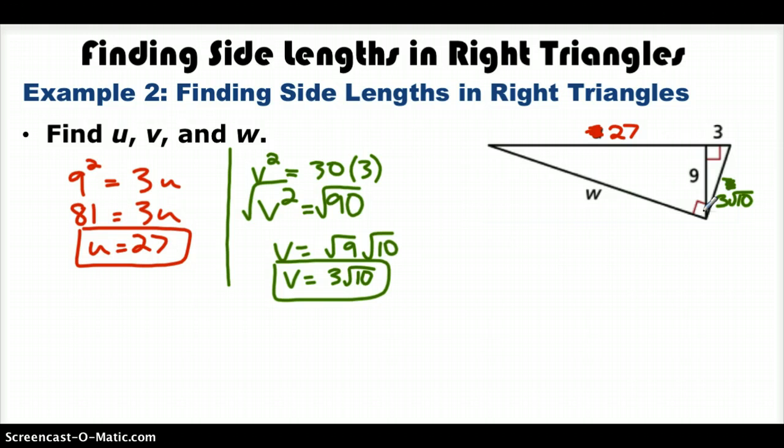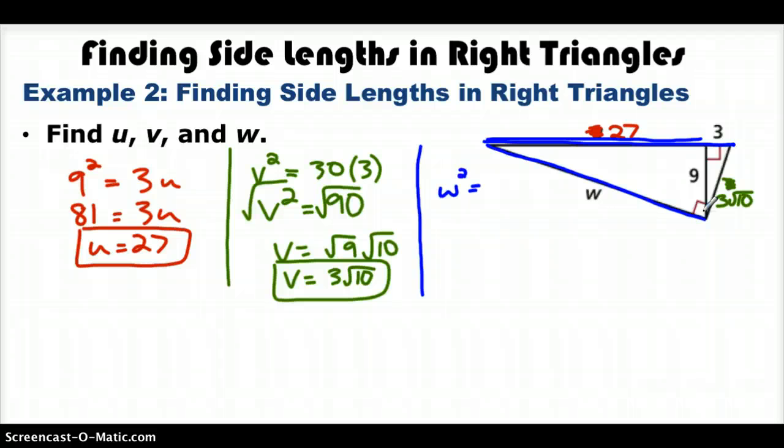Now let's take a look at this last leg here. We know that's going to be the geometric mean of the length of the entire hypotenuse multiplied by the adjacent section of that hypotenuse, which is just this right here. So we take the length of that leg, w, and square it because it's that geometric mean. The entire length there is going to be 30, and the adjacent portion is actually 27. At this point we get our calculators, and we figure out that 30 times 27 is 810. So w squared equals 810.